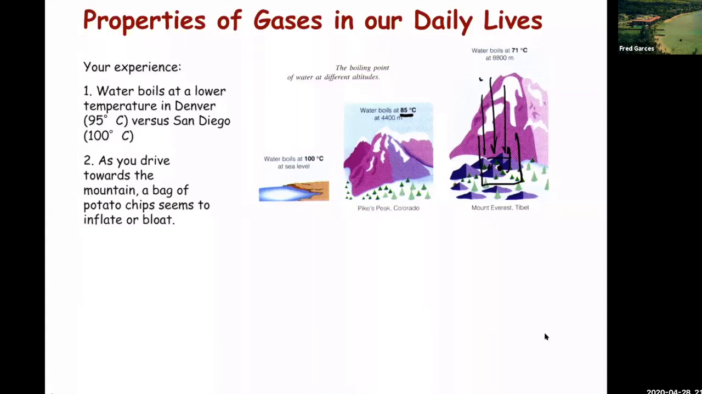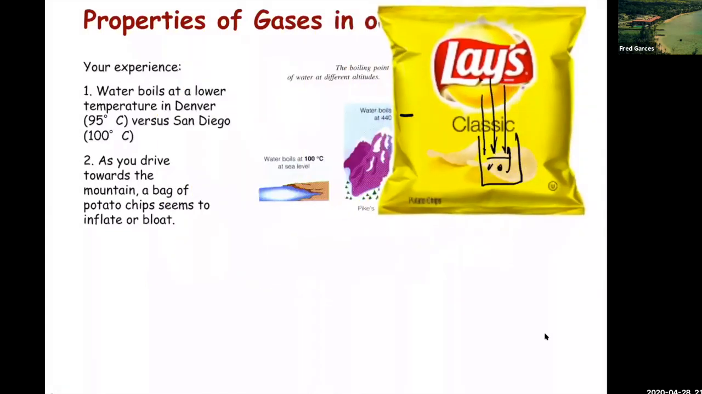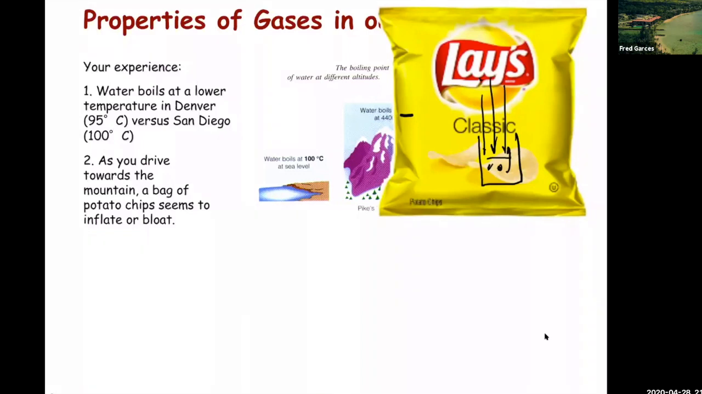As you drive up the mountain, you have probably seen this. You have a bag of potato chips next to you. It hasn't been opened, and you're driving up to Big Bear, and you see that the potato chips start bloating up. In fact, if you're in a plane and you have some sort of liquid or chemical that's tightly enclosed, be careful, because when you elevate and the pressure decreases, that thing is going to expand, and in some cases it actually breaks the seal, and then you have a mess everywhere. But that's what happens to a bag of potato chips as you go up in elevation.